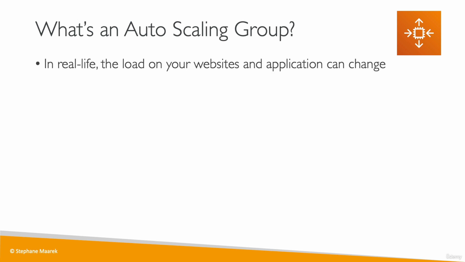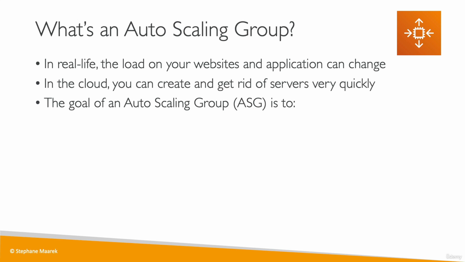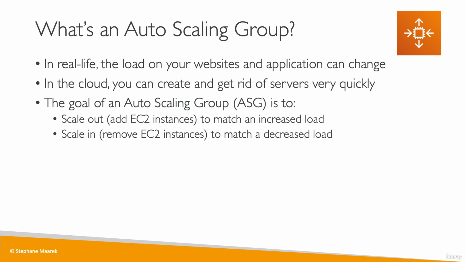So why? Well, in real life, the load on your websites can change over time. For example, say your users are doing shopping, they're most likely doing shopping during the day and not at night. So you expect more load during the day and less load during the night. In the cloud, we know we can create and get rid of servers very quickly. And so the goal of an auto-scaling group is to scale out, that means add EC2 instances to match an increased load, or scale in, that means remove EC2 instances to match a decreased load.